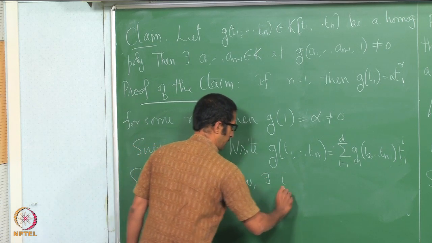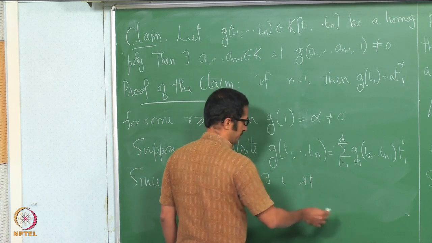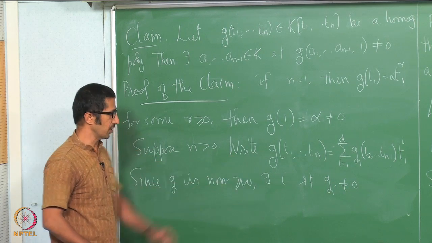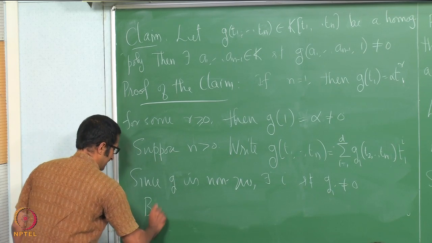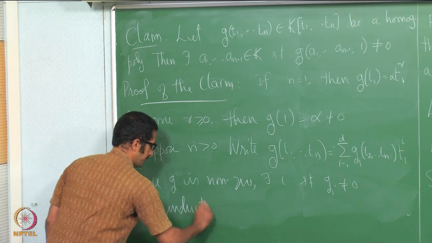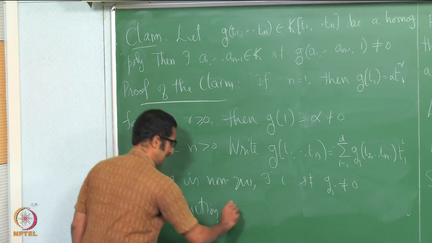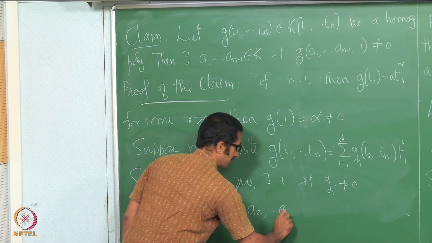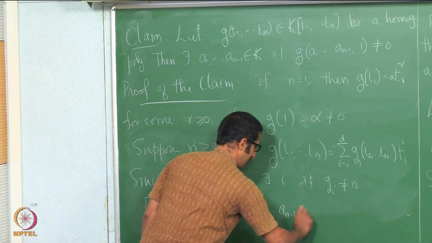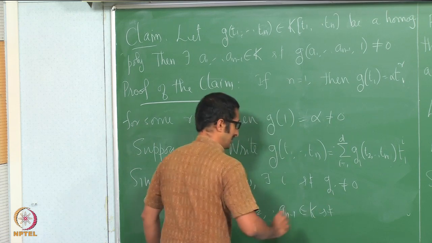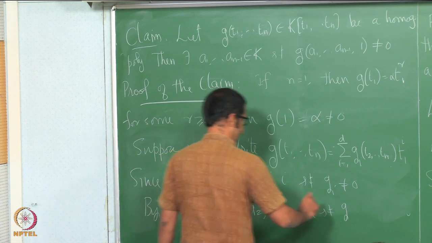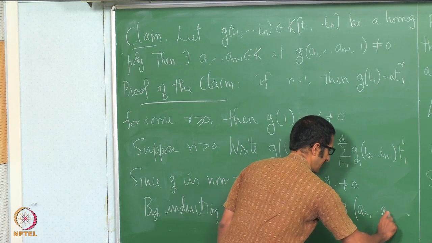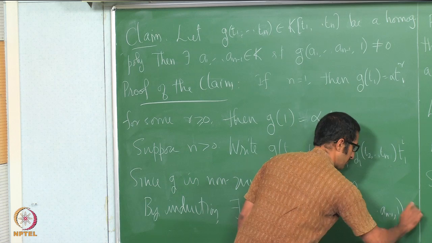Since g is non-zero, there exists at least one i such that g_i is non-zero. g_i is a non-zero polynomial. By induction, there exists a2 up to a_{n-1} in k such that, let us say, g_i of a2 up to a_{n-1} is non-zero.